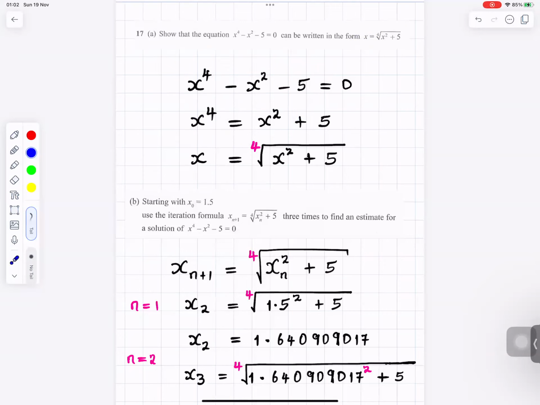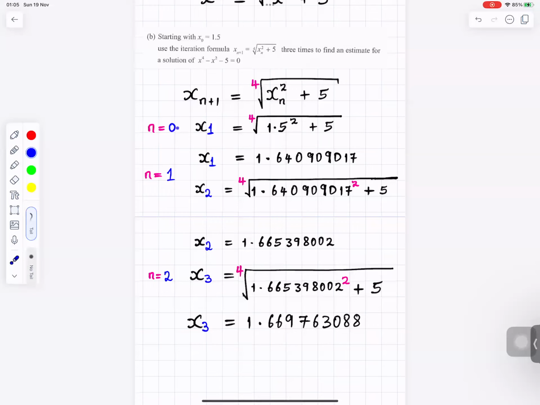Starting with x naught equals 1.5, for part B, use the iteration formula 3 times to find an estimate for the solution. So this is the iteration formula. Let's start with n equals 1. So if you put 1 there, 1 plus 1 will give you 2, so that'll give you x2. It's the fourth root of 1.5 squared plus 5, because x1 is given in the question, x naught. And that will give you the first answer.